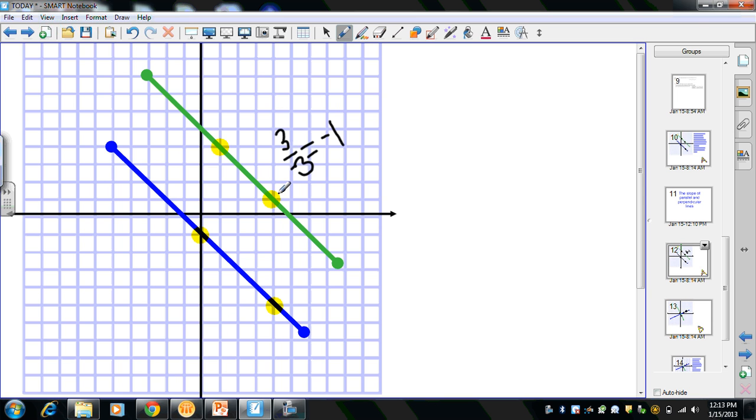And again, the reason the bottom is negative 3 is because I go up 3, which is positive 3. But because I'm going to the left, that's negative. So that's why that's negative. And you can also tell by looking that because the line is going down, it has a negative slope.